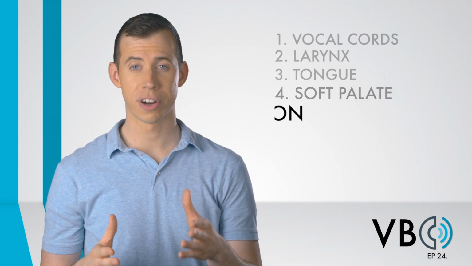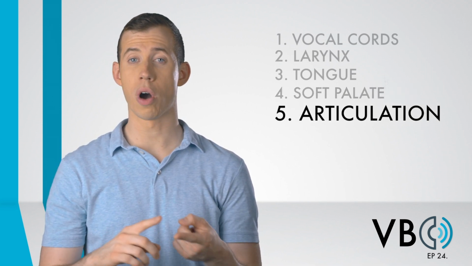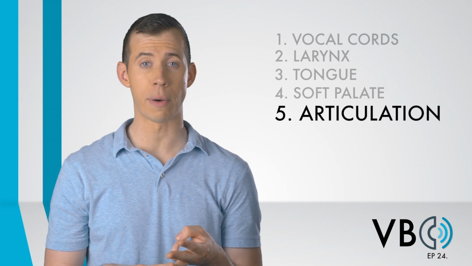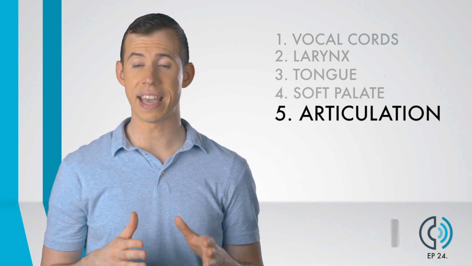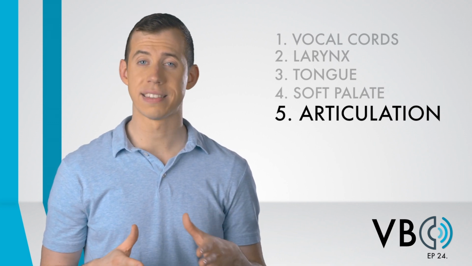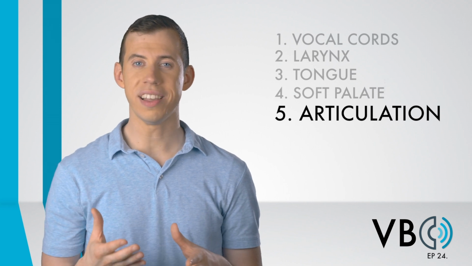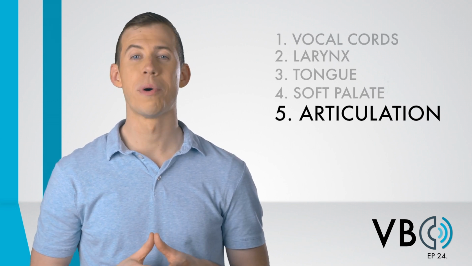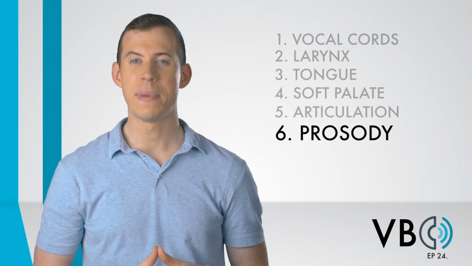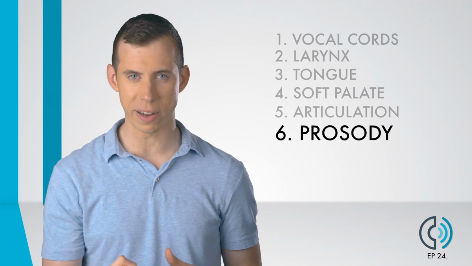Component number 5, articulation. Overdo R and R-colored vowels, drop NG at the ends of words, say "me" instead of "my," and "ya" or "ye" instead of "you." Component number 6, prosody. Be a loud and in-your-face pirate.